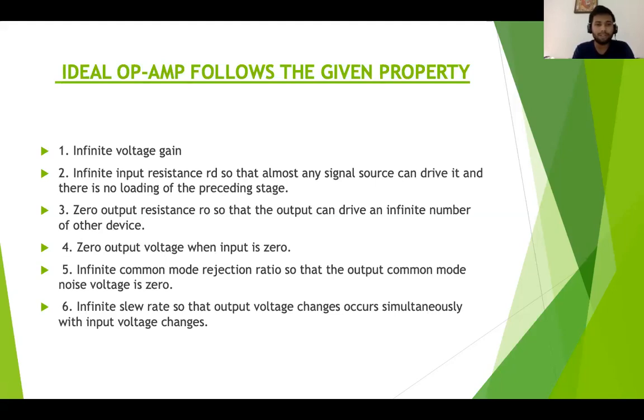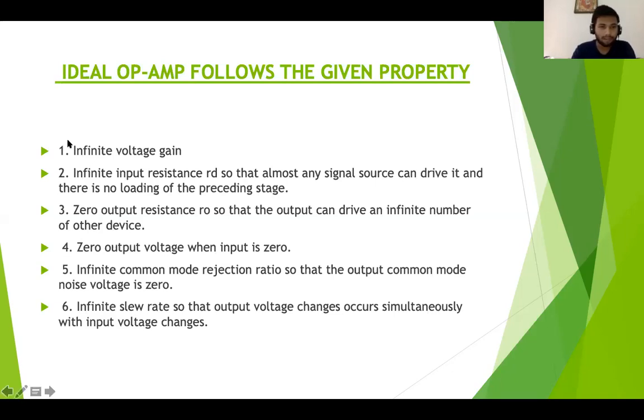Third point is zero output resistance, so that the output can drive an infinite number of other devices. Zero output voltage when input is zero. Infinite common mode rejection ratio, so that the output common mode noise voltage is zero. Sixth point is infinite slew rate, so that the output voltage changes occur simultaneously with the input voltage changes.